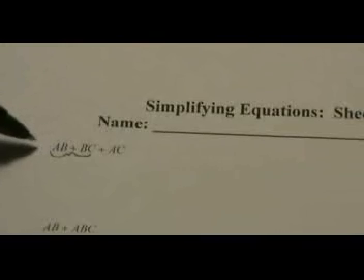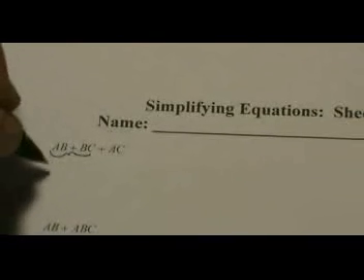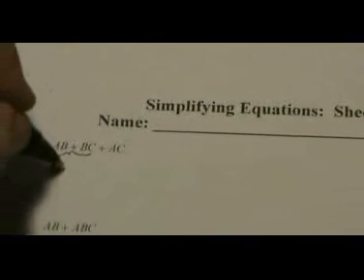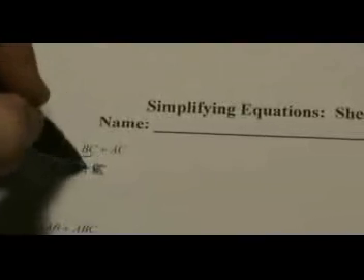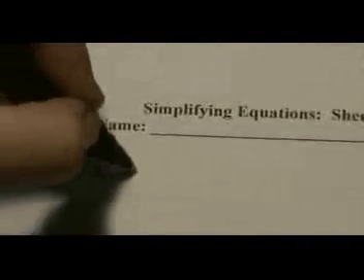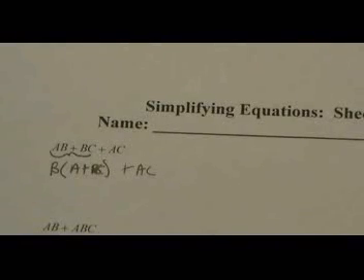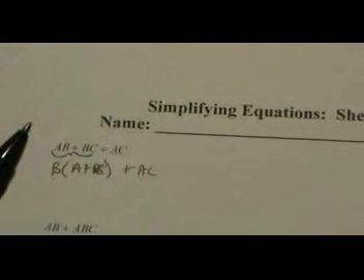As I look to see what is in common, I see that there's a B in both terms, so I'm going to take the B out and replace it with A plus C, my bad. And I still have plus AC out here. As I look now, there is no other items I can take out that are in common. In fact, problem 1 is now complete.